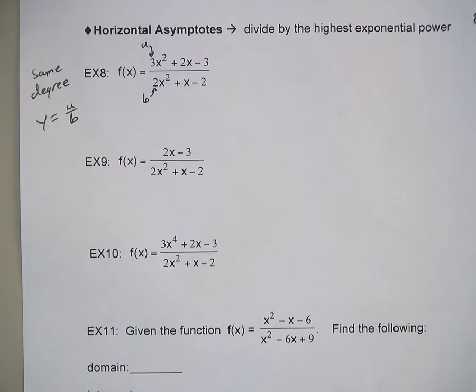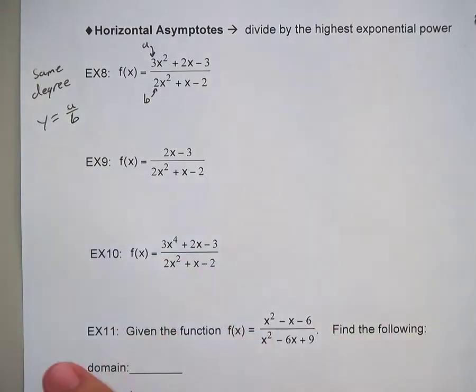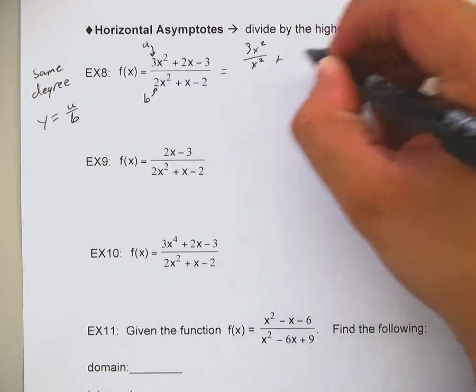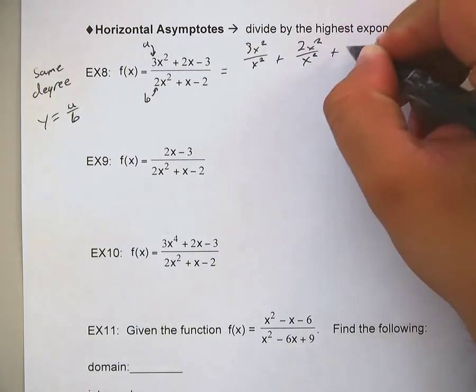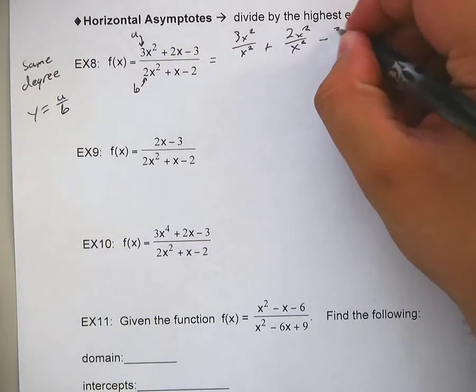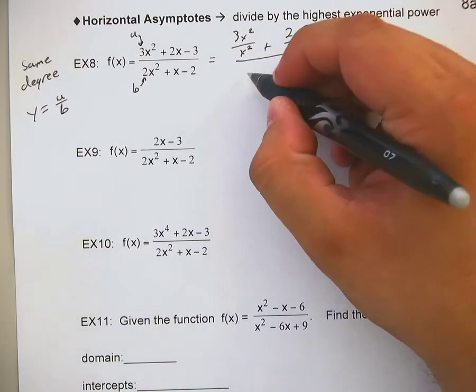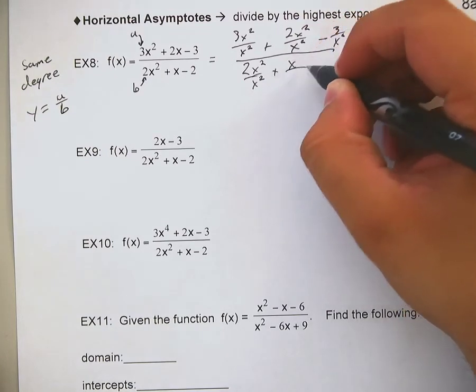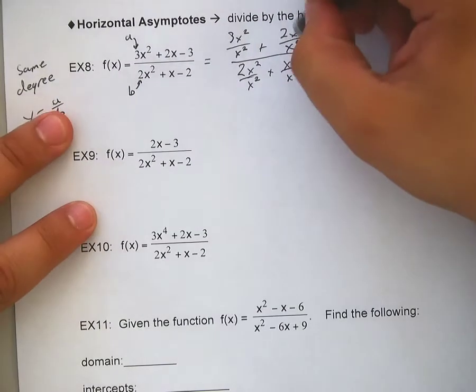The reason for that, and there is a very long reason for that, is that you're dividing by the highest exponential power. The highest exponential power is x squared, right? So if we were to divide everything by x squared, we would get 3x squared over x squared plus 2x squared over x squared, minus 3 over x squared. And then we got 2x squared over x squared plus x over x squared. This doesn't have a square on it, does it?